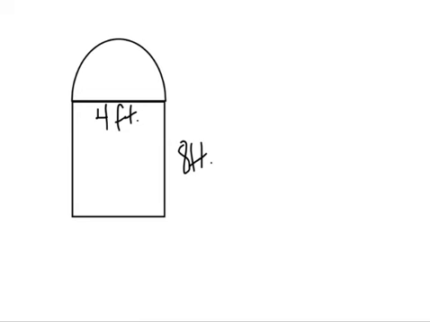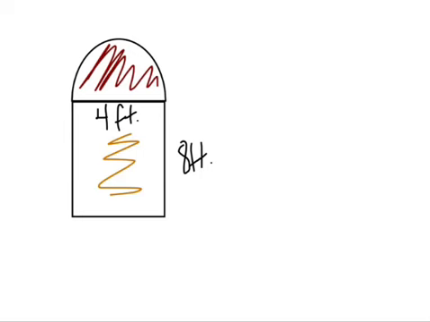I don't have a name for this shape. I don't know how to find the perimeter or the area of this shape in and of itself. But I can break it up into two shapes that I do know how to find the area of, or the perimeter of. I've got half a circle up here, and then down here at the bottom, I've got a rectangle. So I can find the perimeter of each one of those shapes and then add them together. Okay? And then same thing with the area.